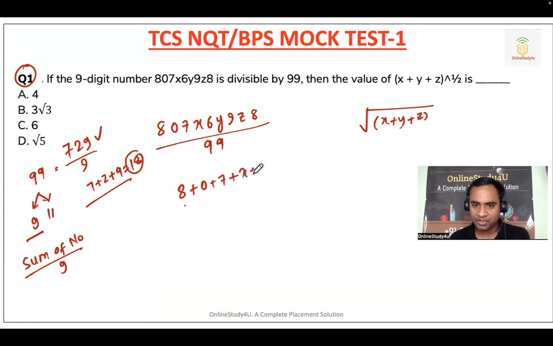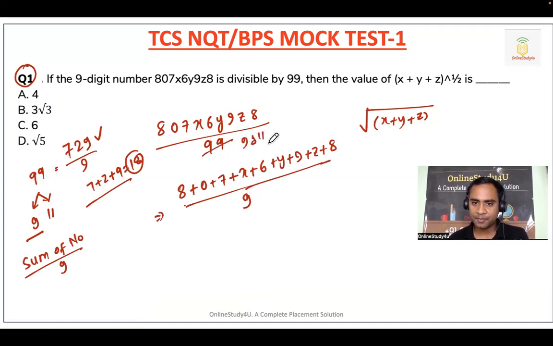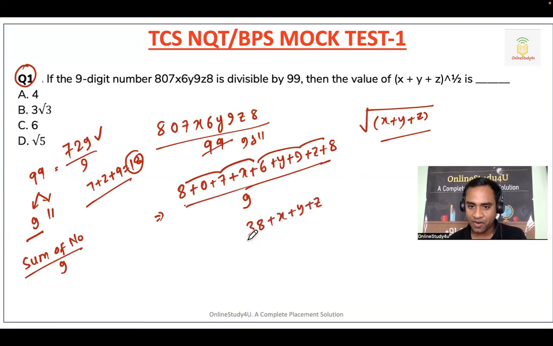So let me calculate the sum here, which I had done manually. You do not have to do all those things; just to explain to you, I am doing it by 9. Instead of 99, I could try 9 and 11, and instead of 9 and 11, I will try only 9, because we need the value of x plus y plus z. So 8 plus 7 is 15, 21, and then 30, 38. 38 plus x plus y plus z divided by 9.